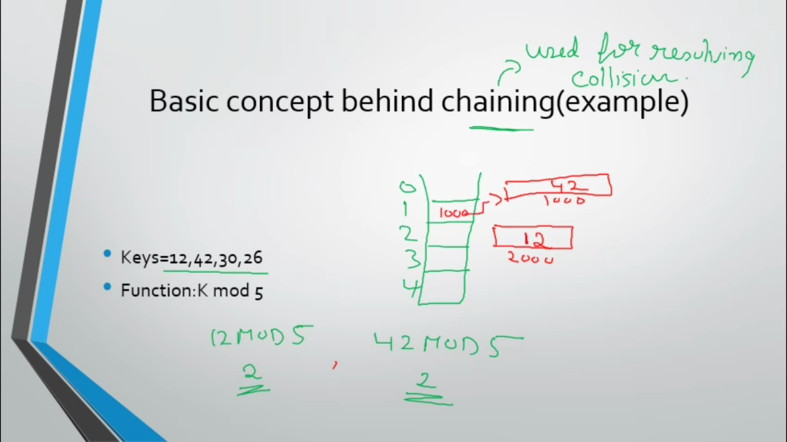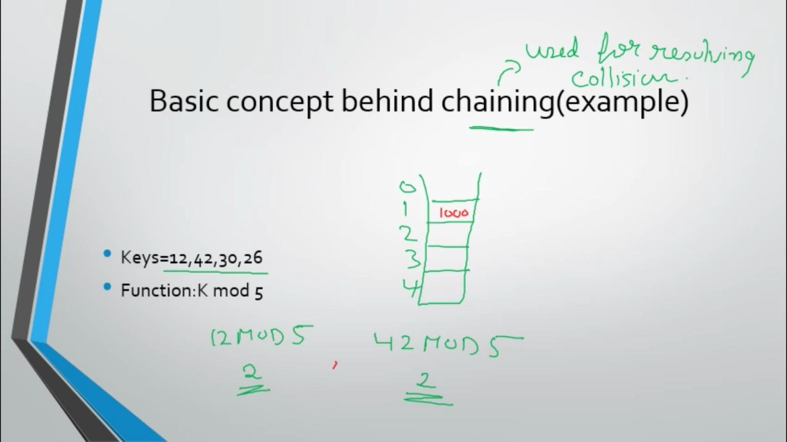1000 is saved here. This one's link field will be pointing to 2000. So this is how it will be stored. In general, how is it stored? It is simply prepended. So that is how it is stored.